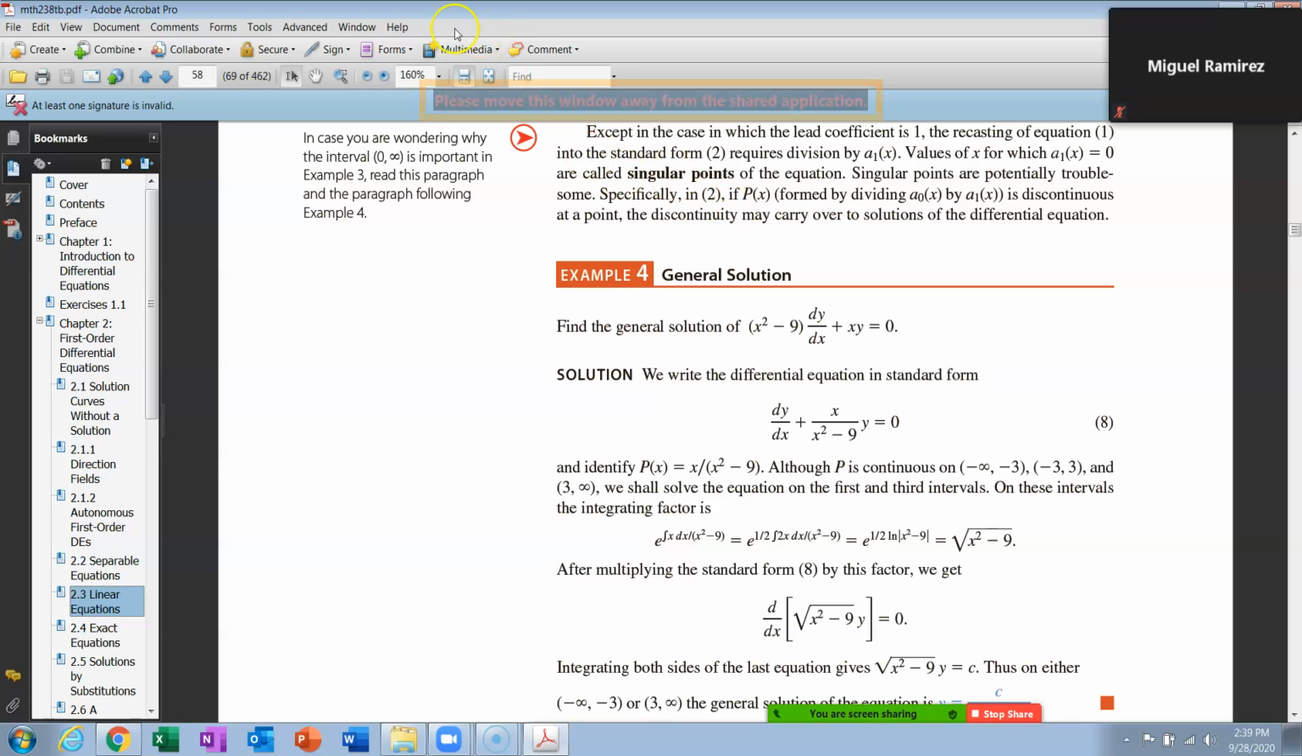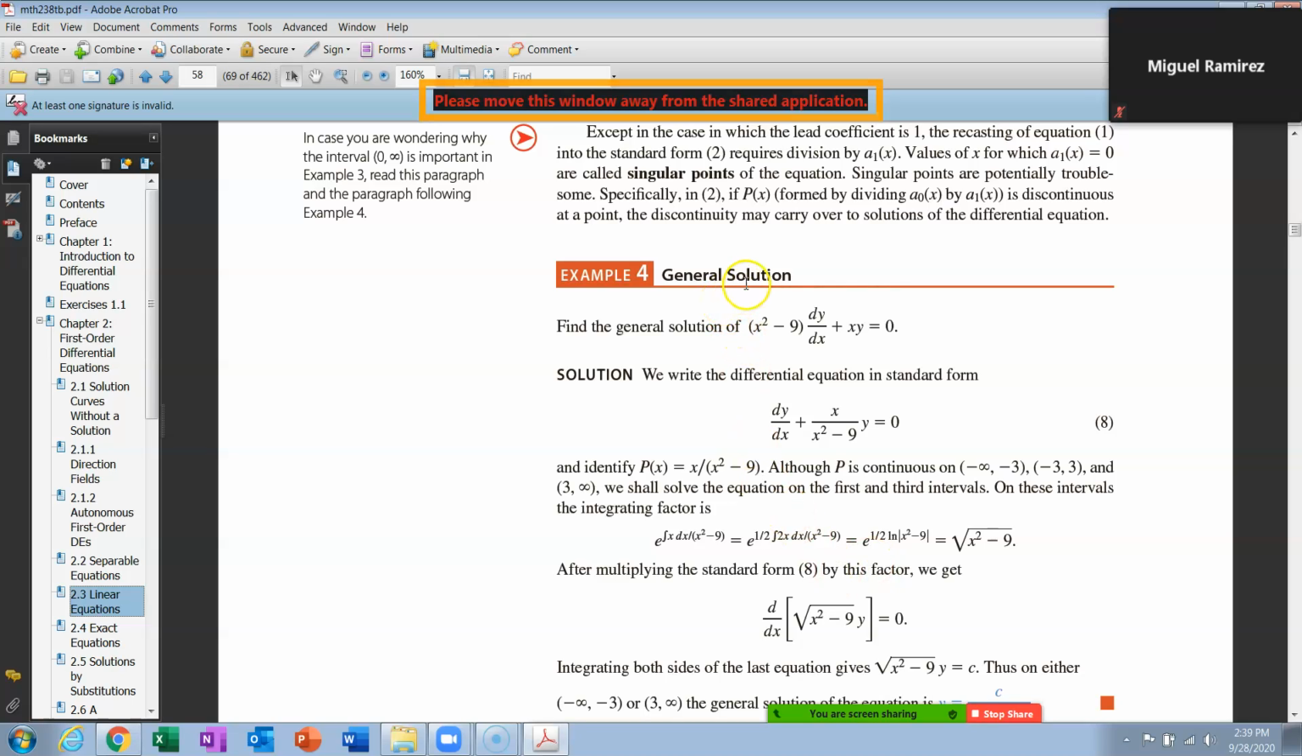Now, they have a side note here. I don't know if this is worth reviewing. In case you're wondering why the interval 0 to infinity is important in example 3, which is what we did last time, read the paragraph and the paragraph following in example 4. So we'll come back and do that. I think we already talked about it, but if not, we'll do it. So let's do example 4.